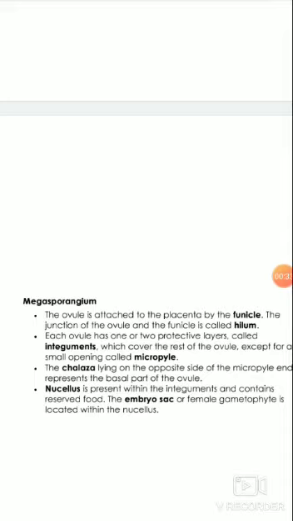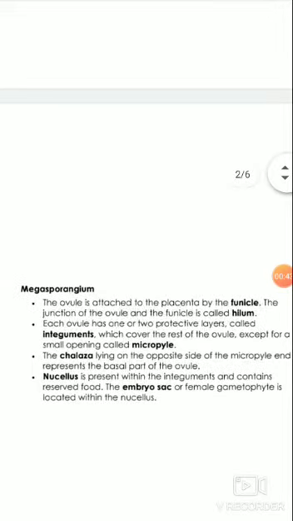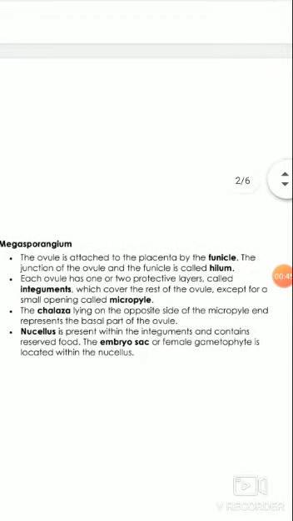The gynoecium may consist of a single pistil, monocarpellary, or many pistils, multicarpellary. When there is more than one pistil, they may be fused together, syncarpous, or free, apocarpous. Each pistil has three parts: the stigma, style, and ovary.